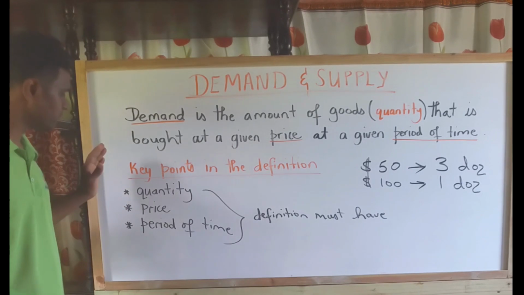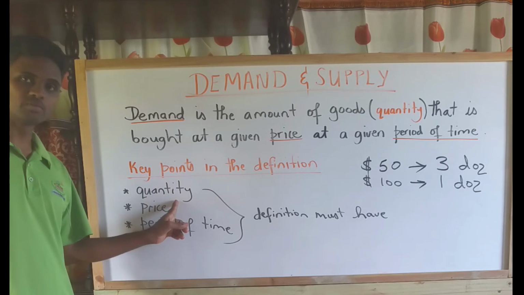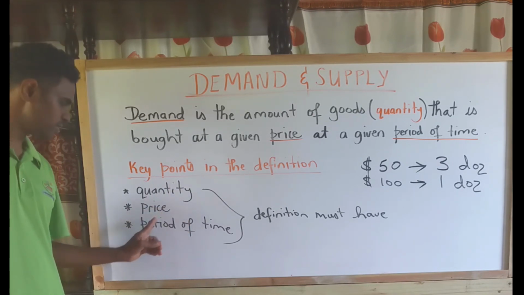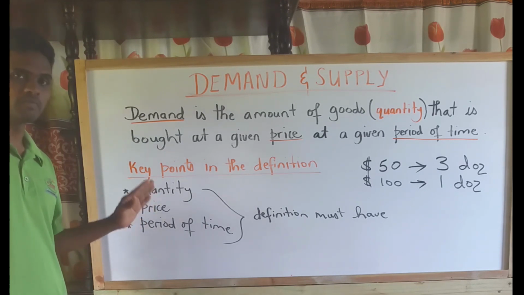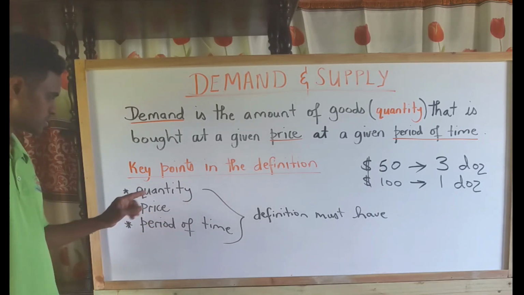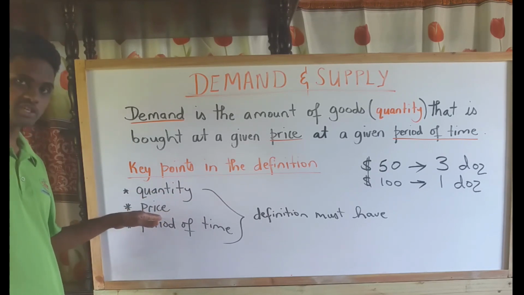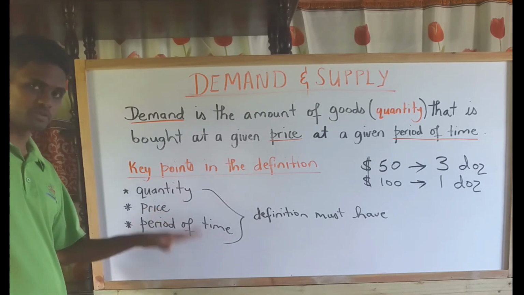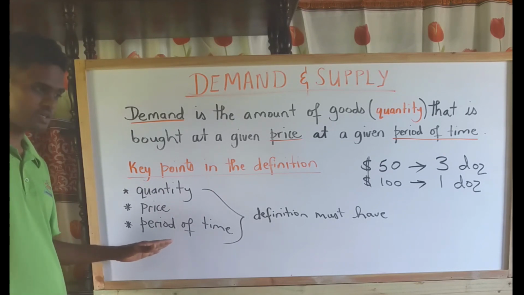Alright, so in the definition, we have 3 main key terms. 1 is the quantity of the goods, 2 is the price of the goods, and 3, the period of time. So whenever you're writing a definition, or if you're reading for the definition of demand, you should always see these 3 components coming out in the definition. Of course, quantity is the amount of goods. Price is the amount that is given in exchange for a good. So of course, the amount of money for the goods will be the price, since we are using money now. And of course, period of time could be 3 months, 2 months, etc.